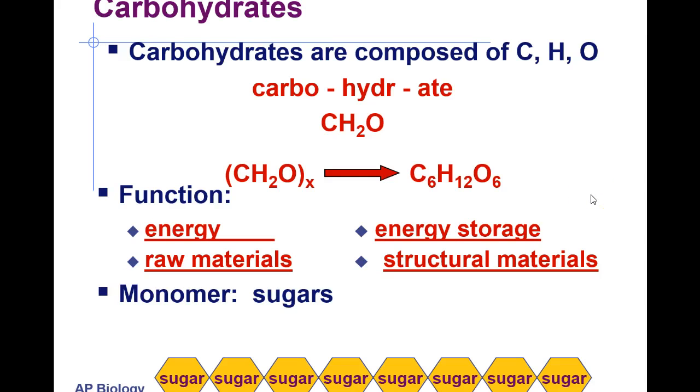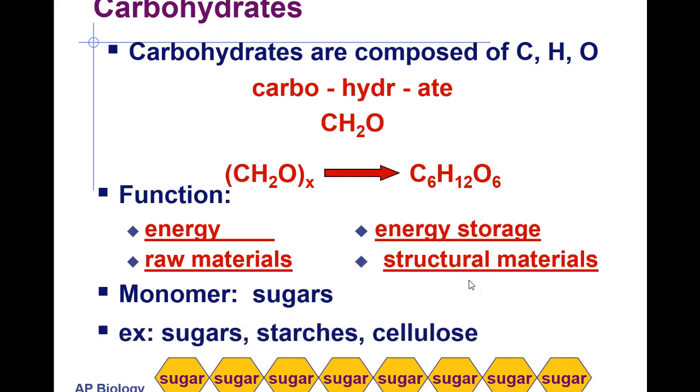Again, think energy and energy storage and some structure as well in your body as the functions that carbohydrates serve. They really are what you call polymers, long chains of sugars. And that's what we get when we have a carbohydrate. The monomer is the sugar, the polymer is the carbohydrate. Starches and cellulose are carbohydrates.